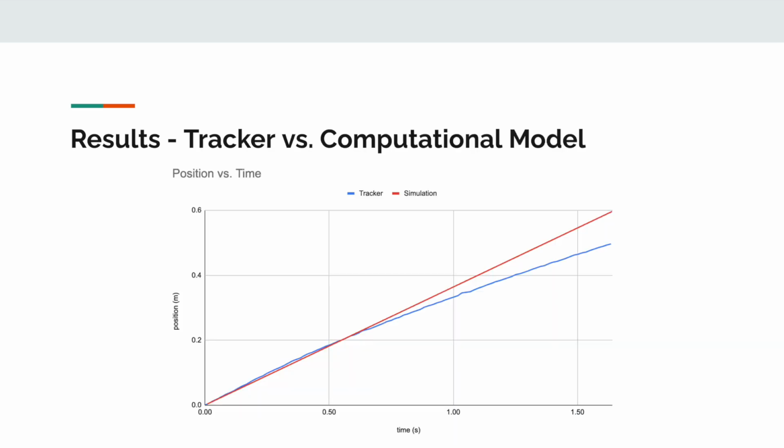Now, let's compare our experimental data with the model. Initially, the simulated and observed positions align well. However, after about 0.6 seconds, the observed object lags behind the predicted path. This suggests that the object was not truly moving with constant velocity, likely due to unaccounted forces.